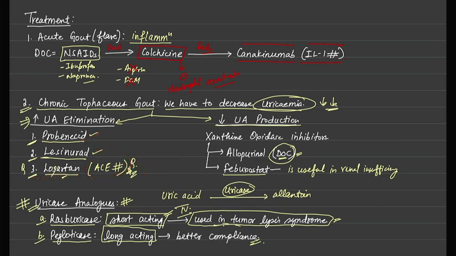To decrease uric acid production, xanthine oxidase inhibitors are mostly used. The famous one you know is allopurinol, the most commonly used drug in daily patients. Febuxostat is also useful, especially in renal insufficiency. Uricase analogs, rasburicase and pegloticase. Rasburicase is short lasting, used in tumor lysis syndrome. Pegloticase is long acting, with better compliance. Right. So that is all about gout.